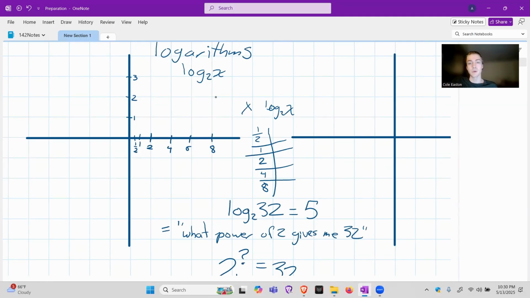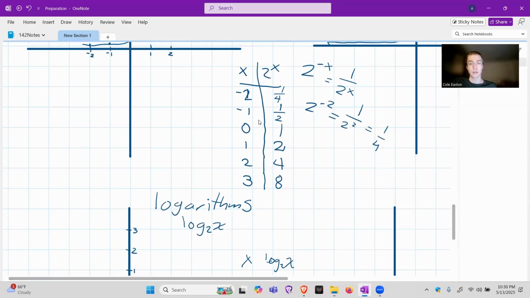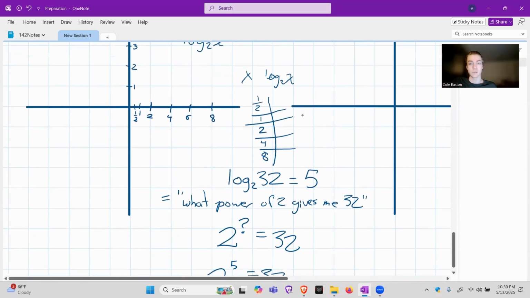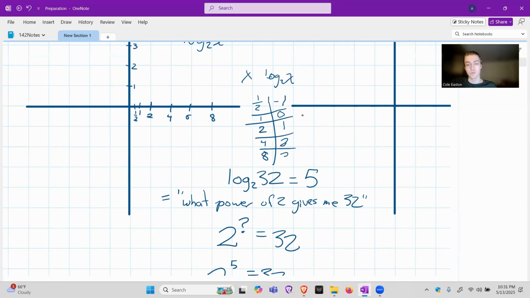But okay, what power do I need to raise 2 to get a half? If you remember before, when we were doing our exponentials up here, we found that 2 to the negative 1 gave us a half. So the power I need to raise 2 to get a half is negative 1. To get 1, remember it's 0. Anything to the 0 power gives me 1. Raise 2 to the first power to get 2. 2 squared is 4, and 2 cubed is 8.